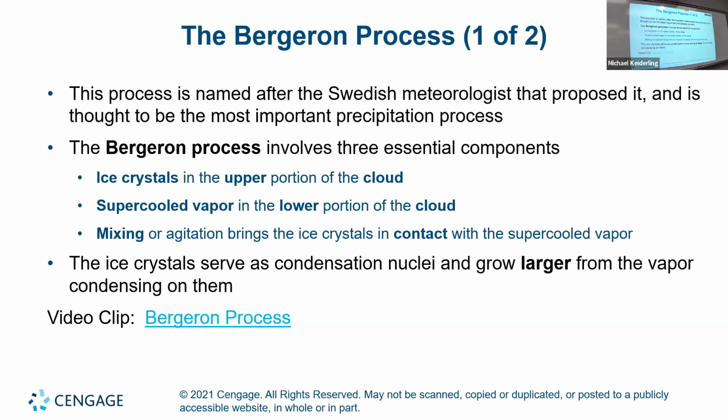Arguably, you have supercooled vapor in the lower portion of the cloud, and mixing or agitation brings the ice crystals in contact with the supercooled vapor. What can actually happen is that you can have a mixture of ice crystals and water droplets, and the water vapor will evaporate off the water droplets and condense onto the ice crystals. So the ice crystals serve as condensation nuclei and grow larger from the vapor condensing on them.